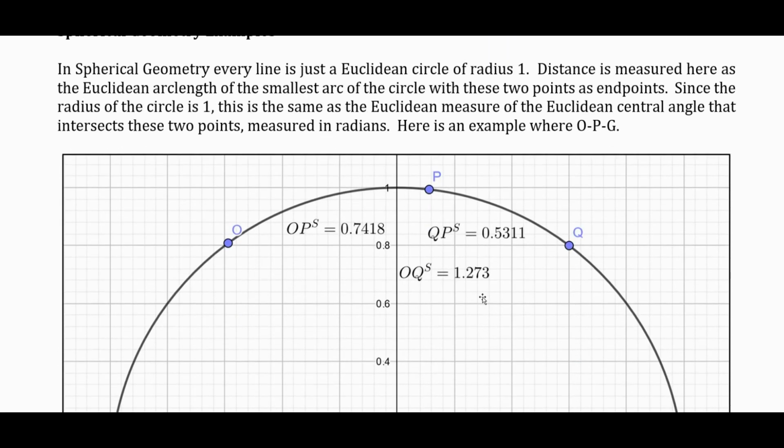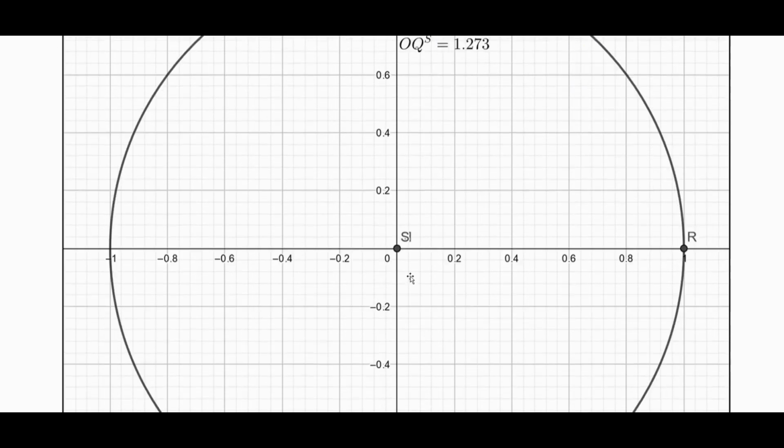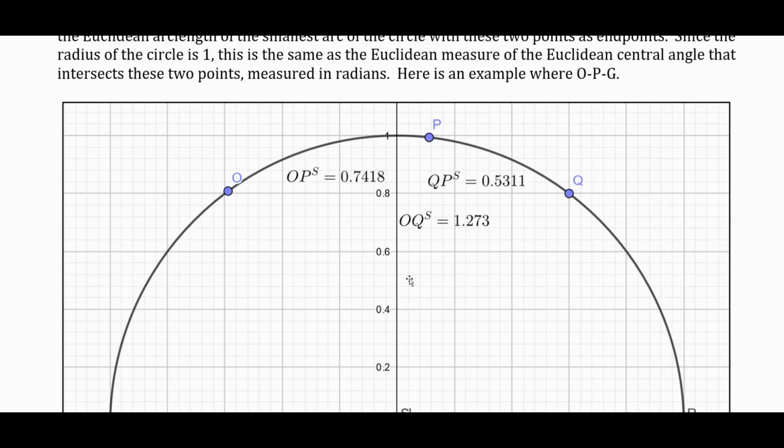Now things get a little stranger in spherical geometry. So in spherical geometry, every line is just a Euclidean circle of radius 1. So if I want to take a line, I can model it by just looking at the unit circle here at a plane. And distance is measured as Euclidean arc length of the smallest arc of the circle with these two as endpoints. Since the radius of the circle is 1, this is the same as the Euclidean measure of the Euclidean central angle that intersects these 2 points measured in radians. So here's an example where P is between O and Q.